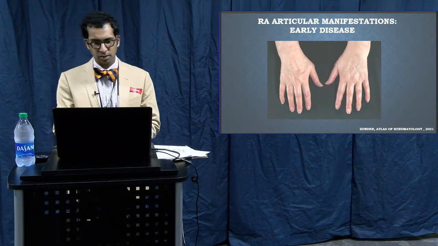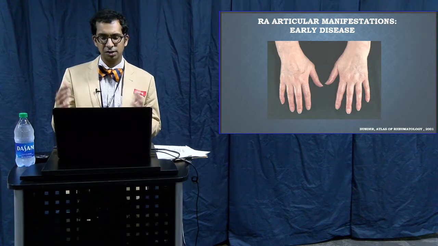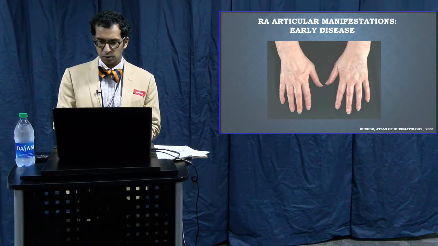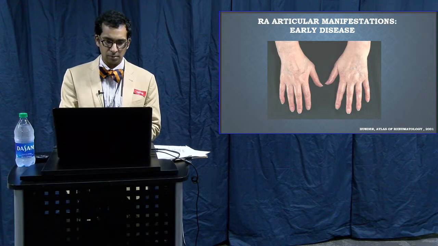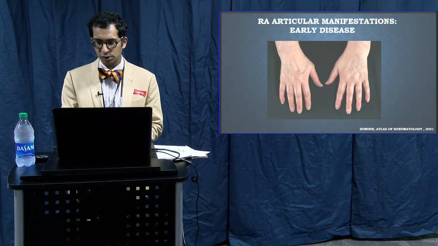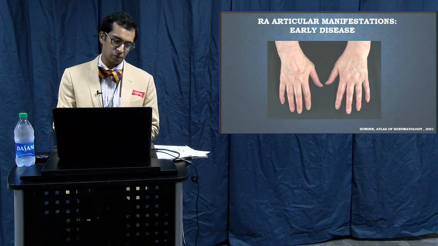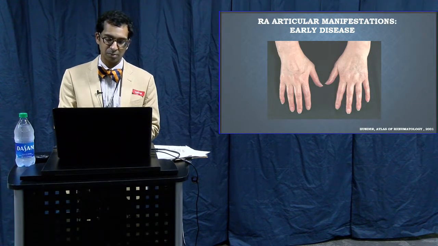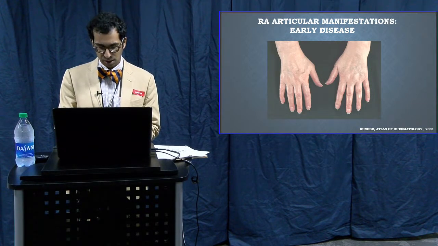So here's a picture illustrating a patient with rheumatoid arthritis in the early disease phase. Again, very commonly there's symmetric synovitis in these patients involving the wrist joints, the MCP joints, and occasionally the PIP joints as well. This is a patient who has had symptoms suggestive of rheumatoid arthritis for about 2 months at the time this photograph was taken.